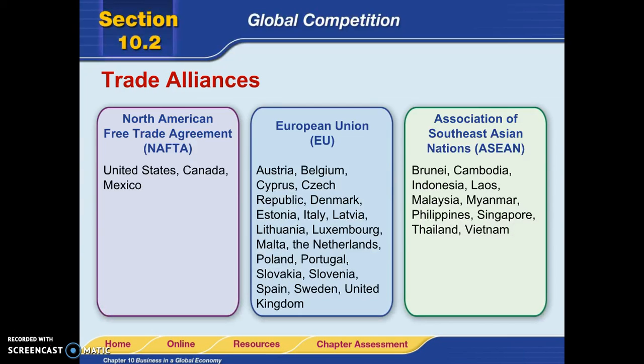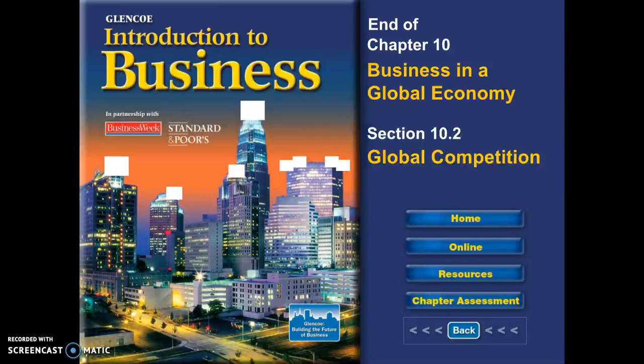Now, trade alliances. NAFTA, the North American Free Trade Agreement, is the one that we have with Canada and Mexico. The European Union, the EU, those countries are involved in that one. And then also the Association of Southeast Asian Nations, which those countries are taking part in for free trade.